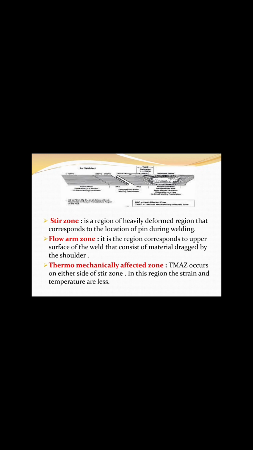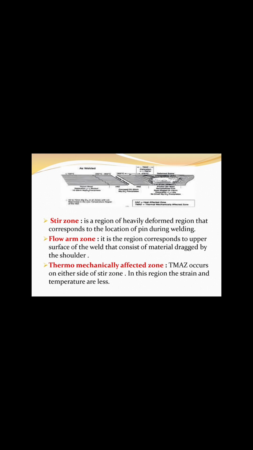Next, flow arm zone. It is a region that corresponds to the upper surface of the weld and consists of material dragged by the shoulder from the retreating side of the weld around the rear of the tool and deposited on the advancing side. Next we go to the thermomechanically affected zone.